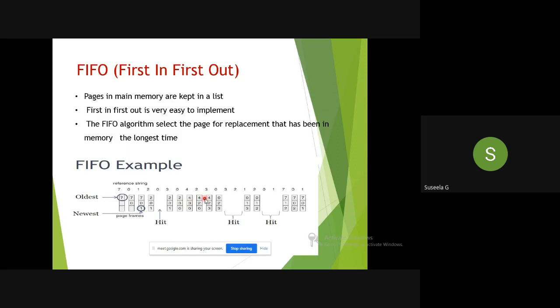But the problem here, see, in this reference, the 0 is being often referred, but it is not available. So we are reloading it. Data transfer between the cache and the main memory, or between the main memory and the virtual memory, secondary memory, is happening for a longer time, and we call this Belady's anomaly.